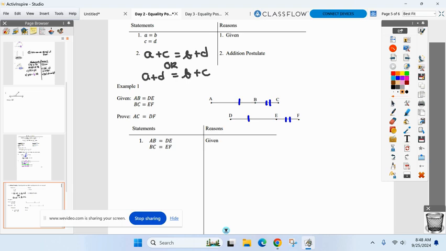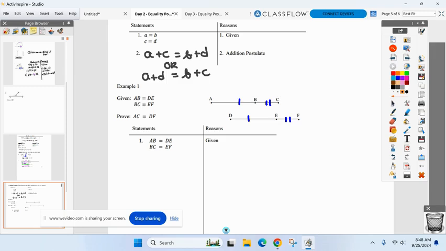Now I've got to start thinking on my own. How can I go from these pieces being equal to AC and DF, the whole thing's being equal? Okay, how do I go from there? And I don't want to make something new up. I want you guys to use something I've shown you.